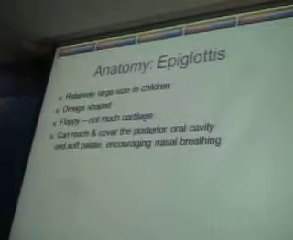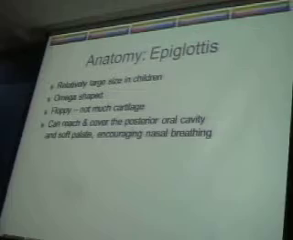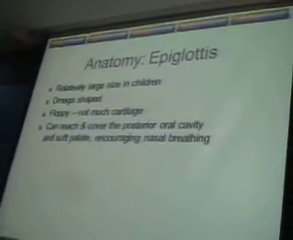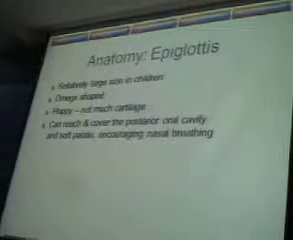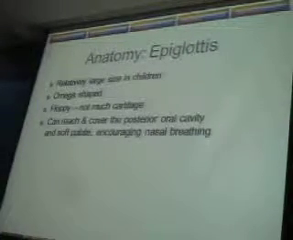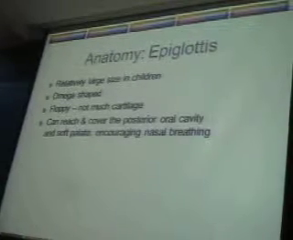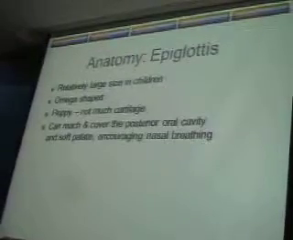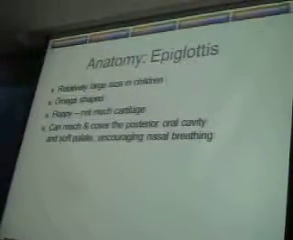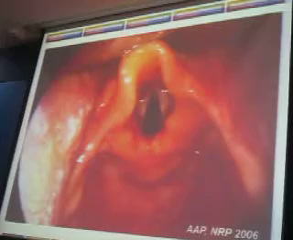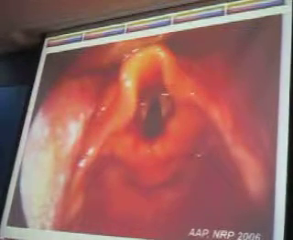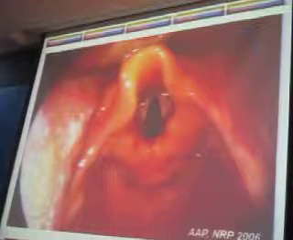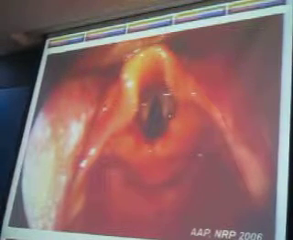Now, the epiglottis in the children are relatively large. They're omega-shaped, and they're floppy because there's not much cartilage. So because of this, it can even reach and cover the posterior oral cavity, including the soft palate, and it would encourage nasal breathing. Okay? So ito yung epiglottis ng baby, and this would be your vocal cords.